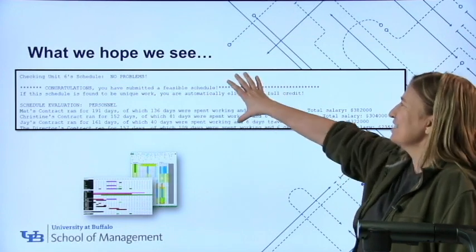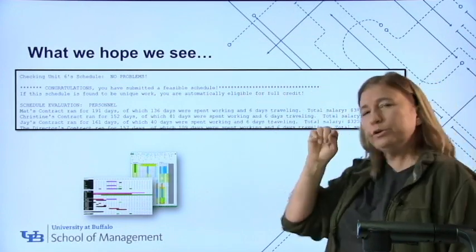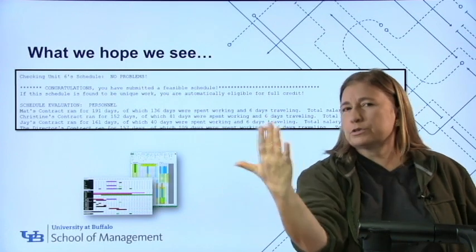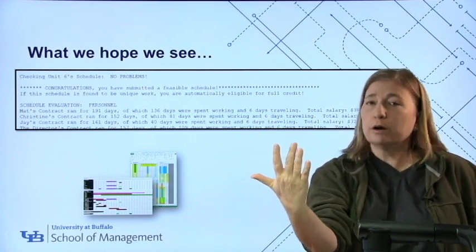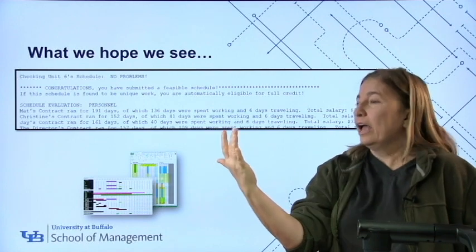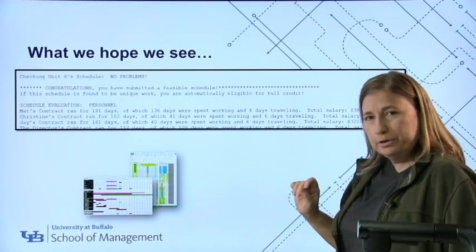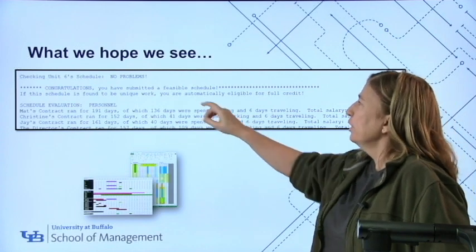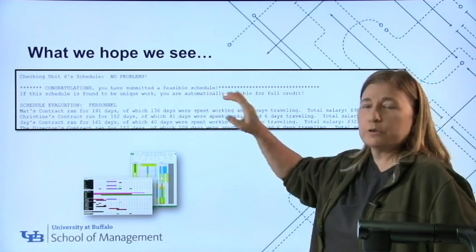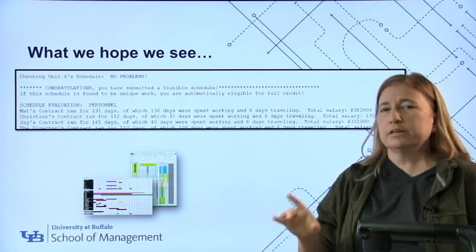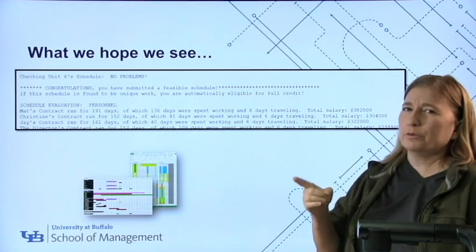Now, this is snipped out of the report. When you press send answers, it returns to the screen a report about your plan. It also emails you a copy of that report. You're hoping you see the congratulations message. You have submitted a feasible schedule. Okay, that means it didn't find any mistakes, and it also means that it got it done within 2 years.